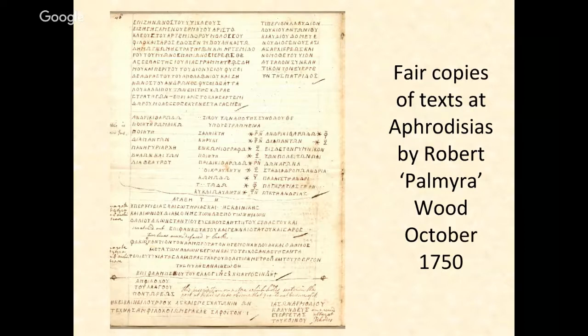Something to remember about Wood is that he was keeping his drawing paper for the drawings at Palmyra. You can't suddenly find paper in the middle of 18th century Turkey. He made the original copies in the margins of the copy of Homer that he was carrying. So from the very beginning, there are restrictions on what's possible, which we tend to forget.